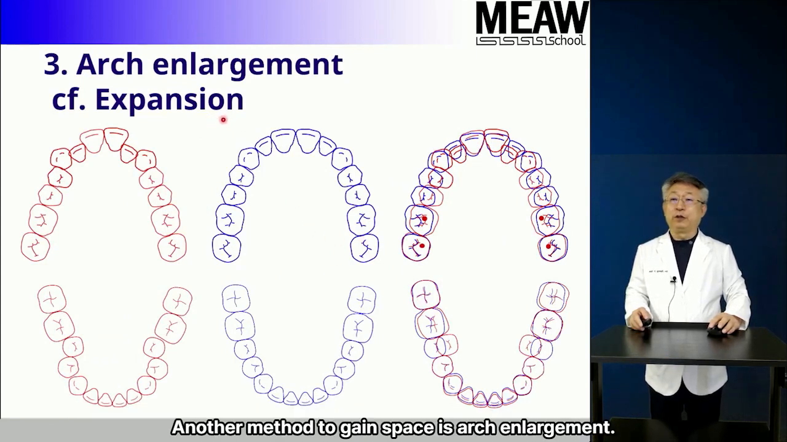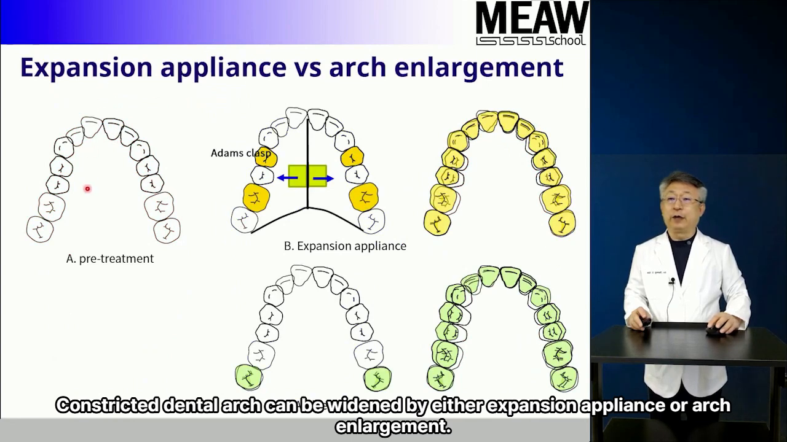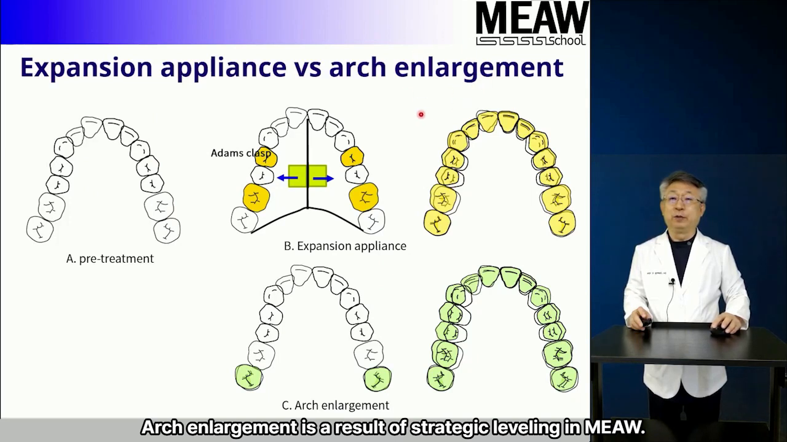Another method to gain space is arch enlargement. Constricted dental arch can be widened by either expansion appliance or arch enlargement. Arch enlargement is a result of strategic leveling in MEAW.